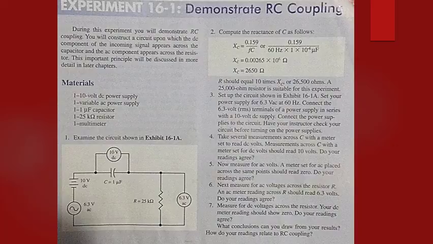Step 4 is to take several measurements across C with a meter set to read DC volts. Measurements across C with a meter set for DC volts should read 10 volts. Do your readings agree? Number 5. Now measure for AC volts. The meter set for AC placed across the same points should read 0. Do your readings agree?